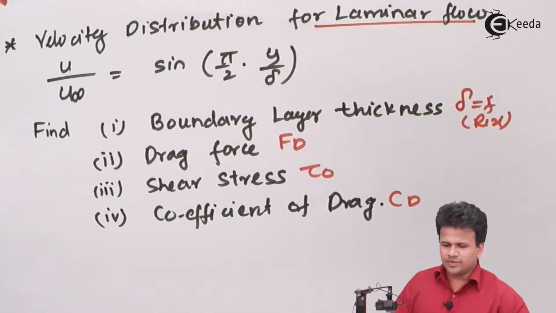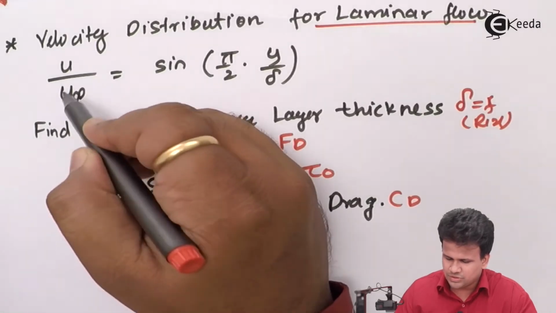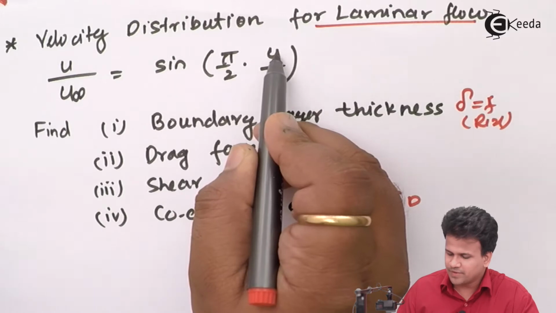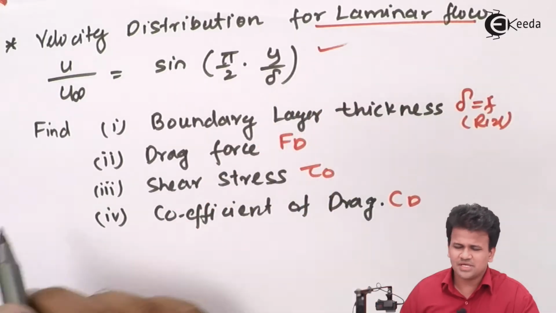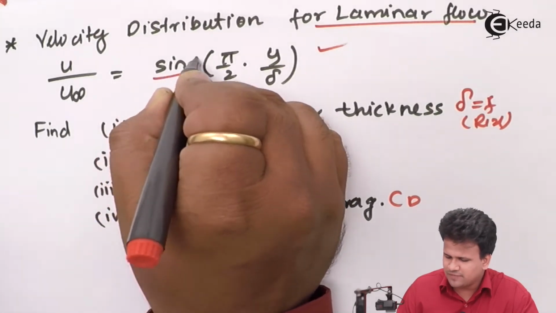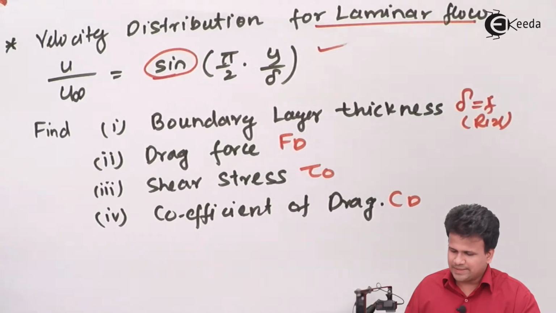So we have a problem over here which states that the velocity distribution for a laminar flow is u upon u infinity, which is given as sine of pi by 2 times y by delta. So this is the equation which is given to us. Note that the purpose of solving this problem is for solving this as a trigonometric equation.